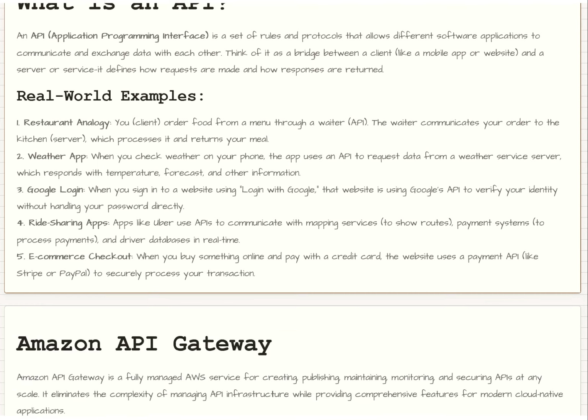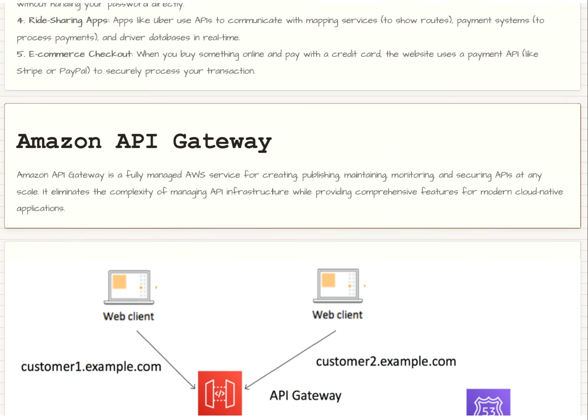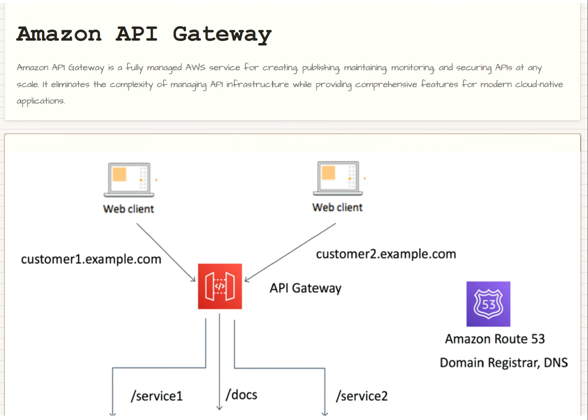So that is part of API gateways. Let's have a look at what Amazon API Gateway is. API Gateway is a fully managed service for creating, publishing, maintaining, monitoring and securing APIs at any scale. It eliminates the complexity of managing API infrastructure while providing comprehensive features for modern cloud native applications.